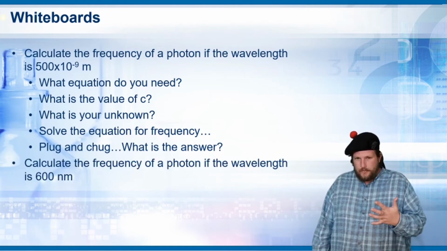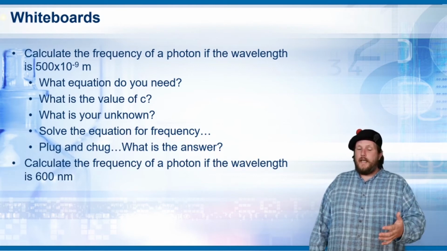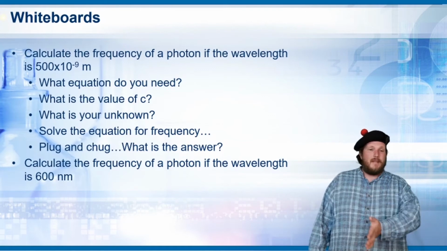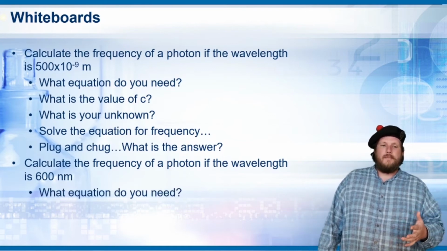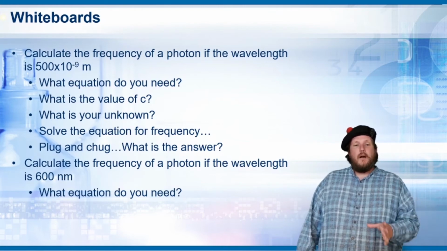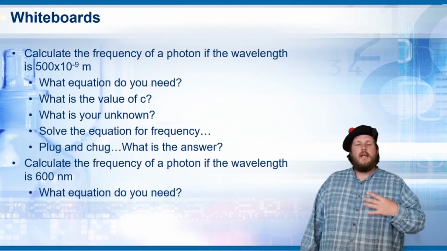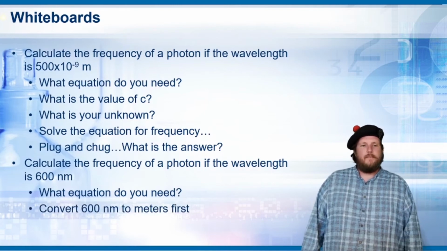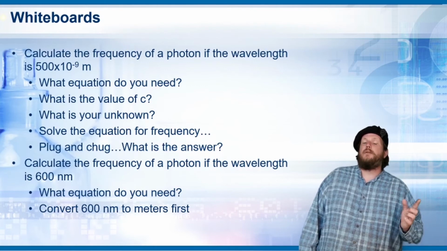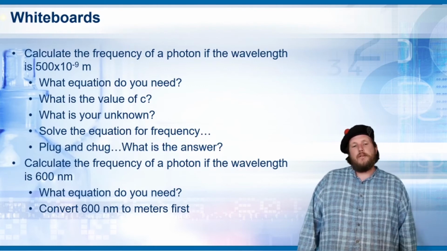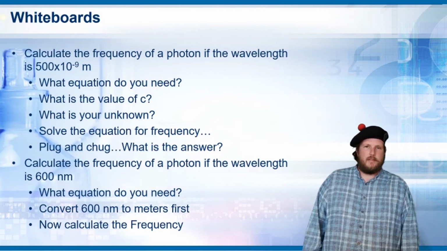Calculate the frequency of a photon if the wavelength is 600 nanometers. Again, we need to convert nanometers to meters, so we multiply by 10 to the negative 9th to get it to meters. What equation do we need? We're going from a wavelength to a frequency, so same equation, C equals lambda nu. Convert to meters first: 600 nanometers is equal to 600 times 10 to the negative 9th meters. Now calculate the frequency. Same thing, rearrange the equation and plug those numbers in.